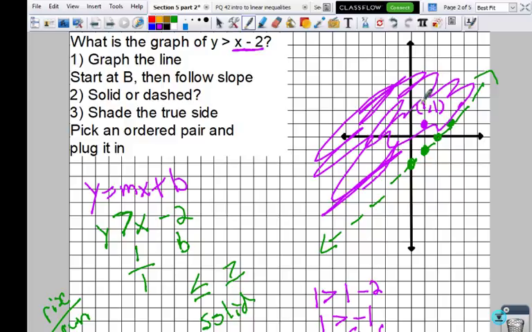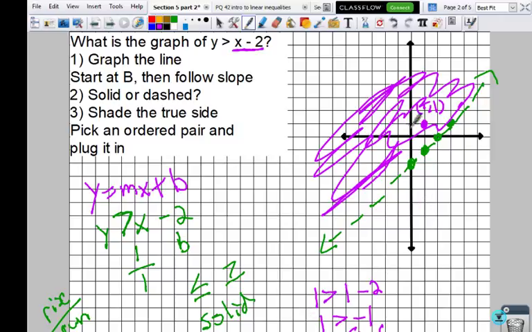And it doesn't need to be anything intense. It's good enough. So I just shaded my true side. And that's it. We're done. So it's the same process for all of these. We're going to make our line. We're going to figure out, is it solid or dashed? And then we're going to guess the true side by picking a point, like picking a random point. It doesn't really matter where, as long as it's not on the line.